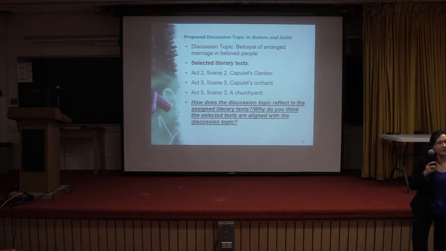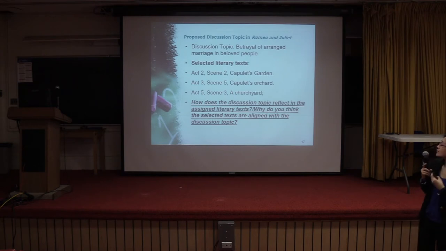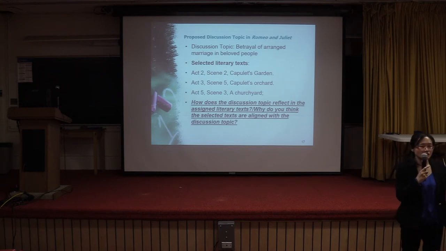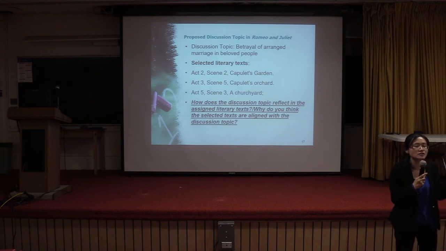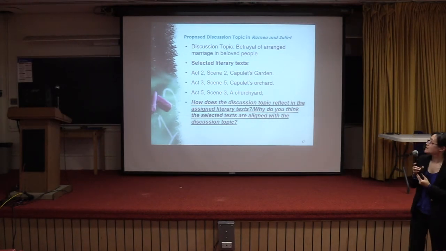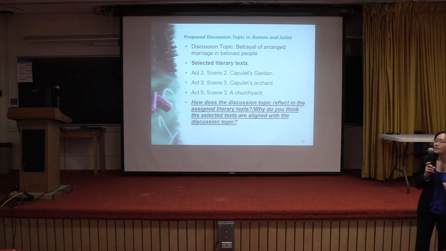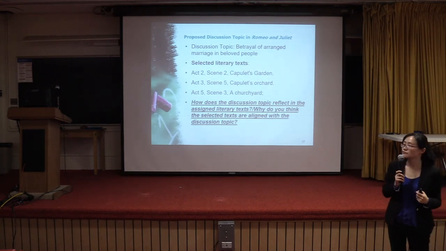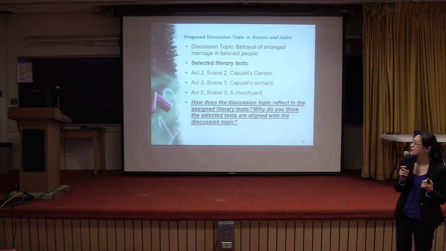For the handouts I'm giving to you, I am the instructor, and I'm showing a sample lesson for you. I'm choosing the betrayal of arranged marriage in beloved ones. Based on this common discussion topic, I have selected three literary texts for you to read before you bring it to your class discussion: Act 2, Scene 2, the Capulet's Garden, Act 3, Scene 5, the Capulet's Orchard, and the final act will be the churchyard.